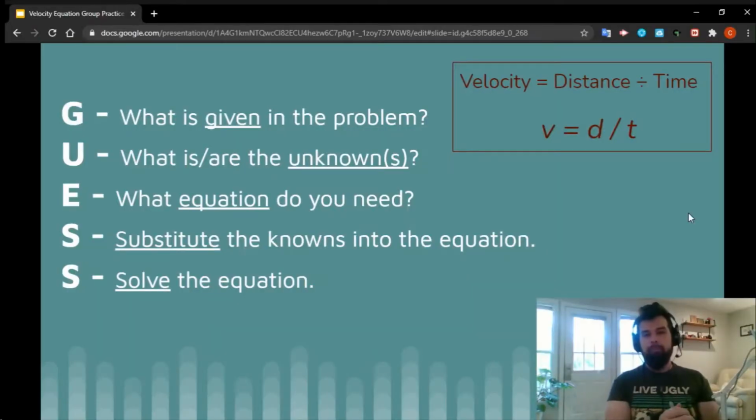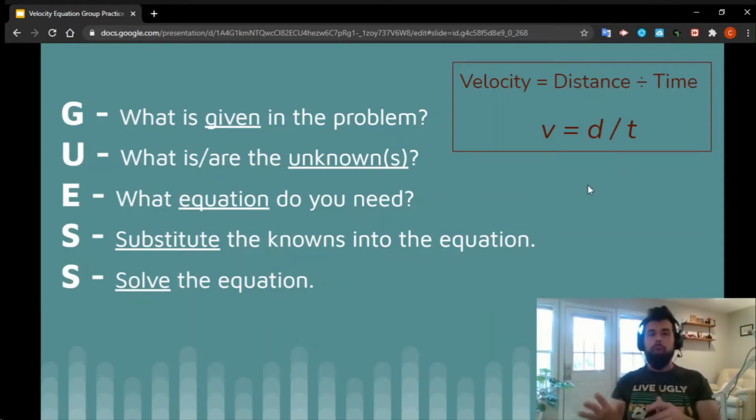Alright, that's enough of that. GUESS is an acronym which stands for Given, Unknown, Equation, Substitute, and Solve. GUESS is a 5-step system for answering any physics question, but today we're going to focus on ones that have to do with velocity. Speaking of, I have the equation for velocity right here.